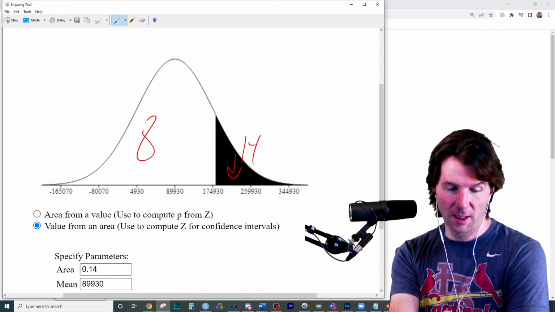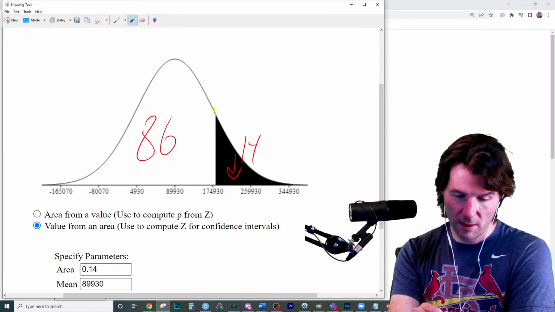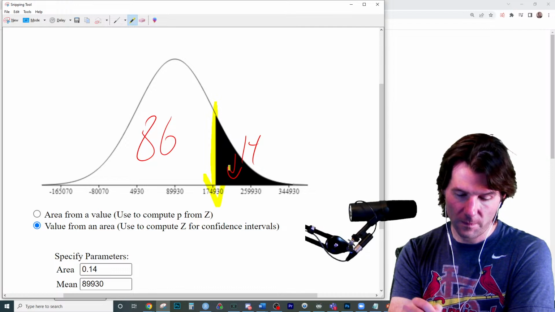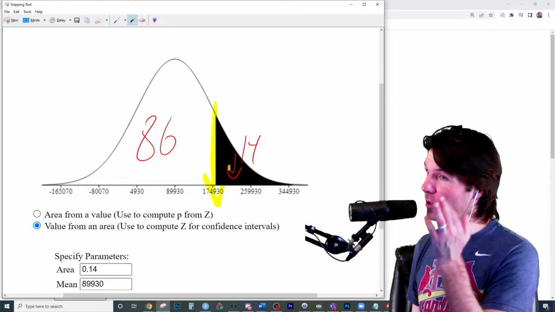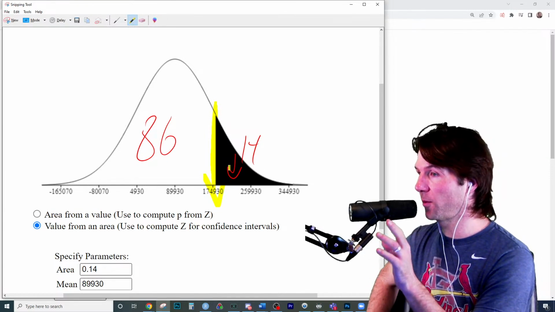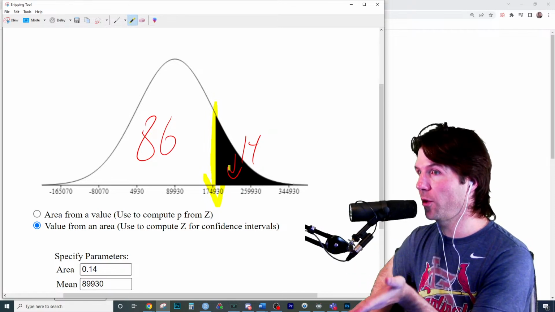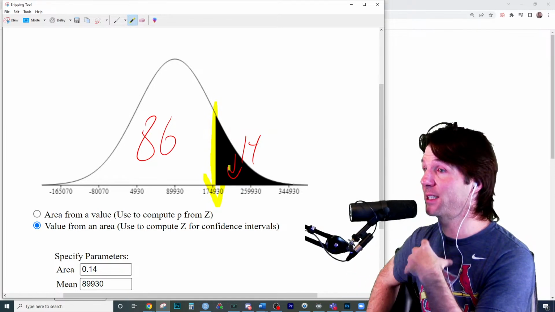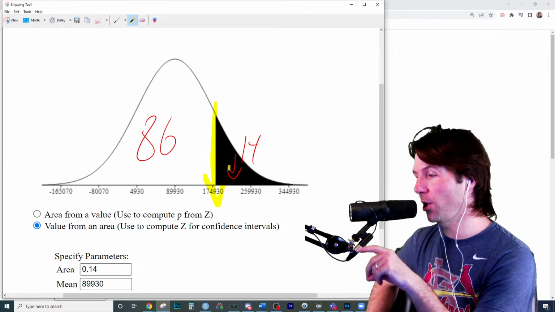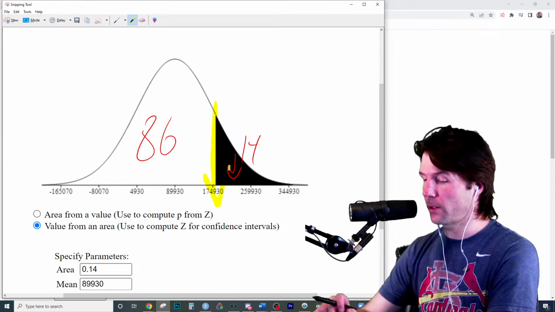The percentile is the area below. So if you go right here, that line right there is dividing the top 14% from the bottom 86%. Although this is showing 14% right here, that's the top 14%, and below it is 86%. Great job right there, Blake.